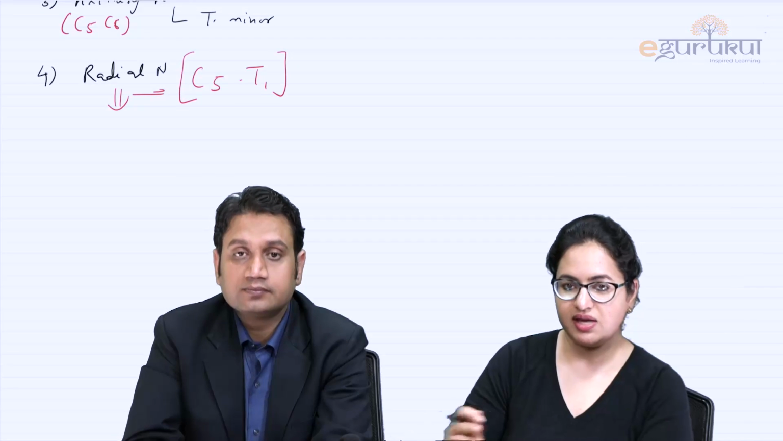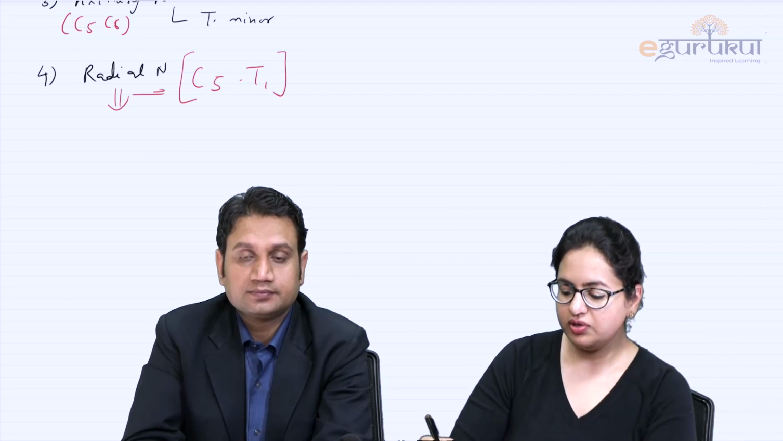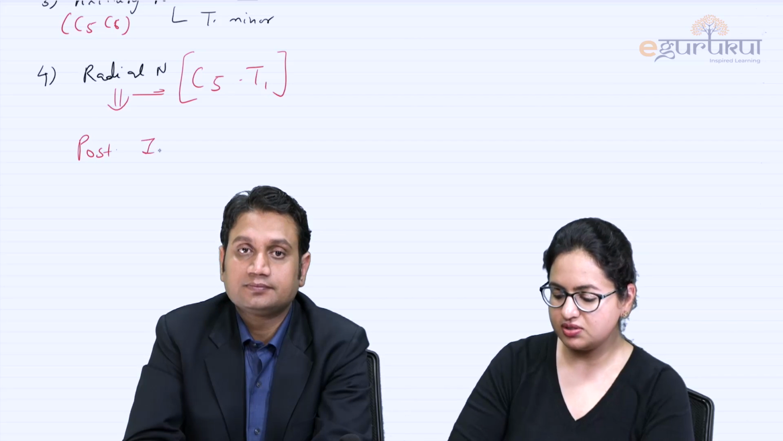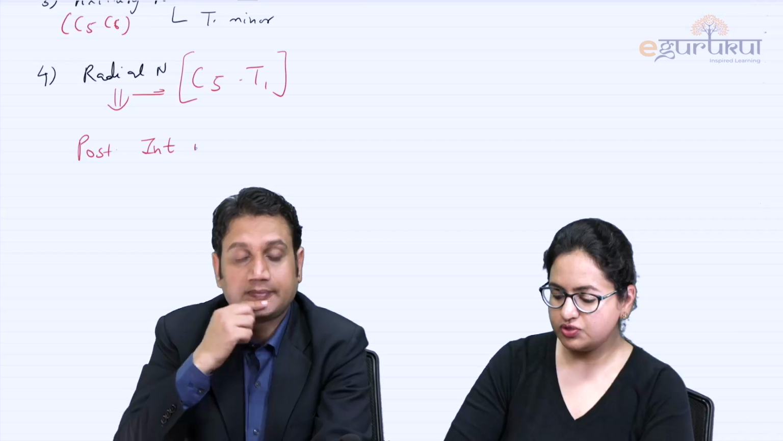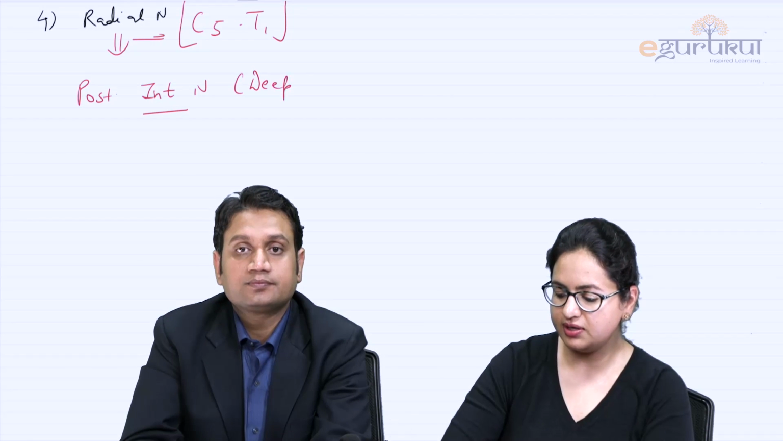And over here, as we said, for the median nerve, the branch of the median nerve is the anterior interosseous nerve. Over here, the branch of the radial nerve is the posterior interosseous nerve. It is the posterior interosseous nerve. This is actually the deep branch of the radial nerve.